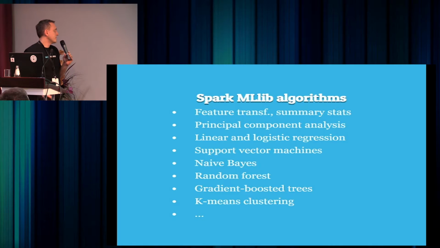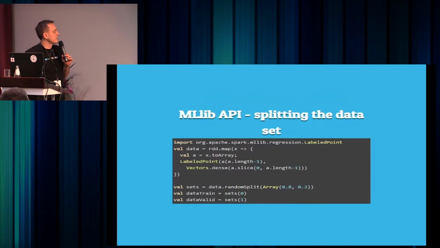It has most of the most popular machine learning algorithms inside the library: feature transformation, summary statistics, PCA, linear and logistic regression, support vector machines, naive Bayes, random forests, gradient boosted trees, and k-means clustering, and others, TF-IDF for documents, discovering topics, and so on.